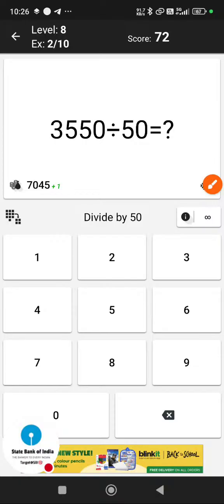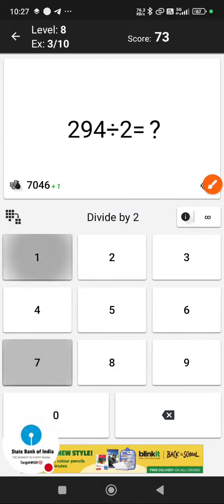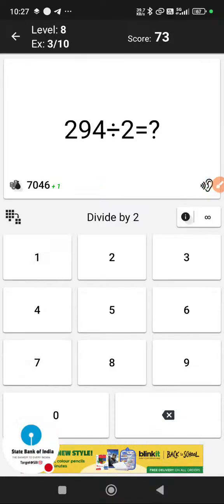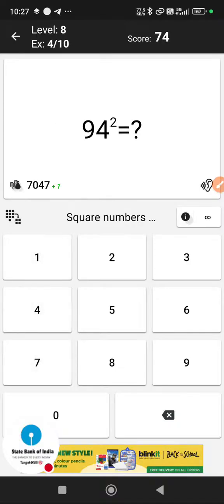This will be 0 and 0 cancel. 5 7 times 5 1 times. So the answer will be 71. 2 1 times 4 times and 7 times 94 square.